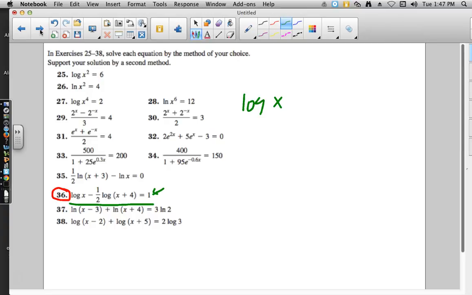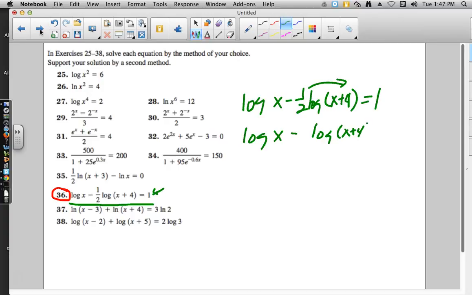So the common logarithm of x minus 1/2 logarithm of x plus 4 equals 1. So first thing I need to do is get that 1/2 back up as a power where it belongs. And again, that 1/2 power is the same thing as the square root. So I might write it like that at some point so people aren't so ill at ease with it. We have subtraction, which is division.